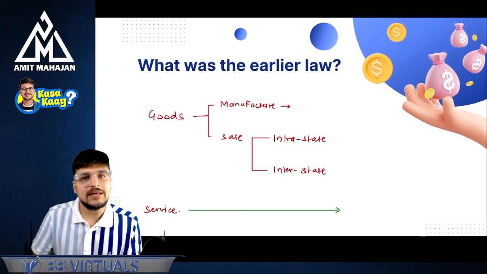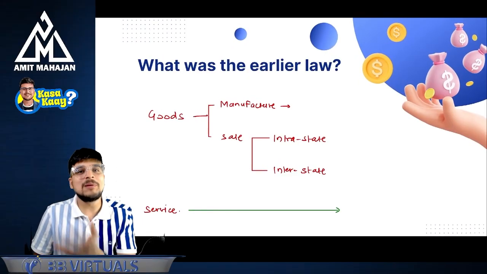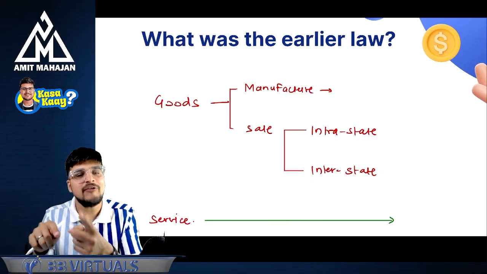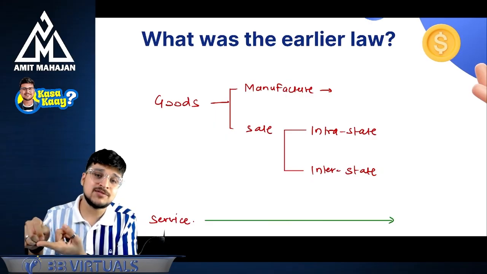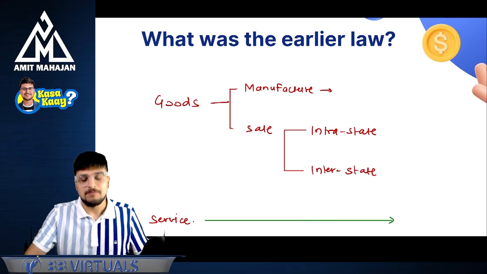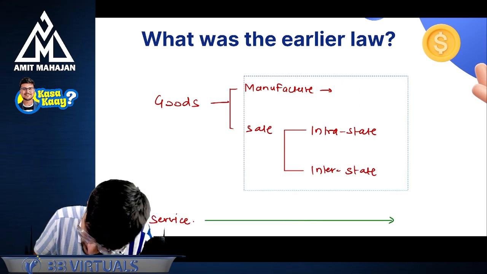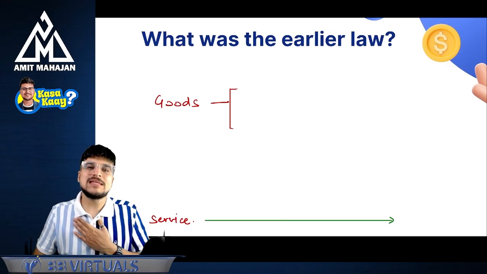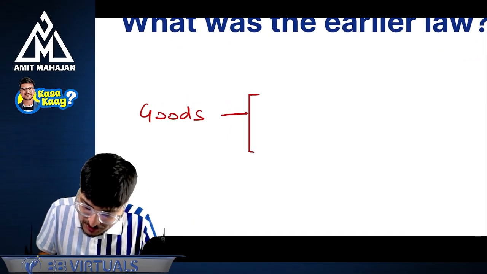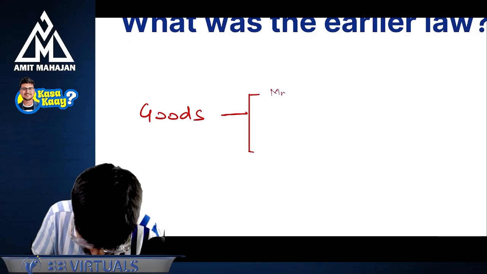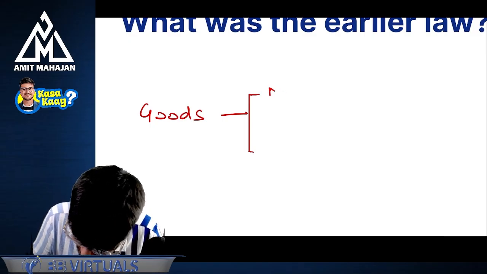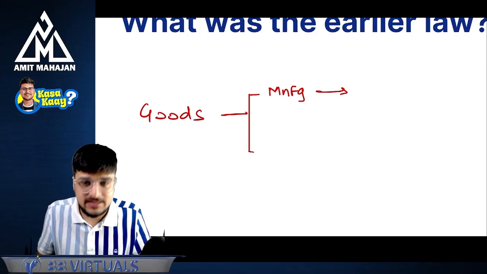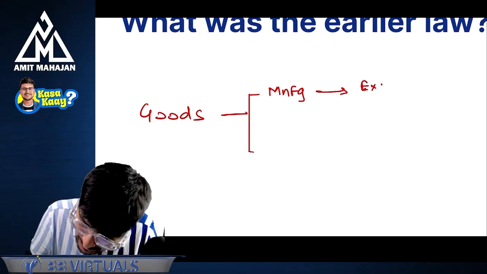Sir, let's discuss one thing. What was the earlier law before implementation of GST? As you know, there were different taxes for goods and different taxes for services. So earlier, what used to happen is, we will draw this diagram from scratch. Now I want to sell goods. If I want to sell goods, first of all, I will manufacture those goods. Once I start my manufacturing, I had to pay excise duty on manufacturing.